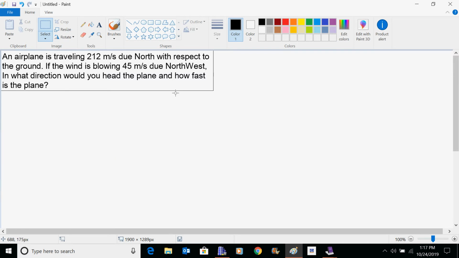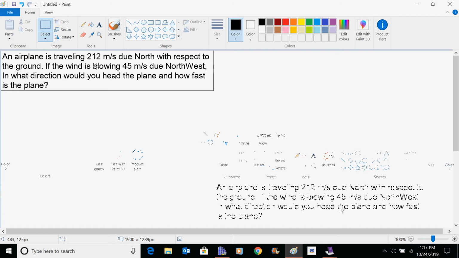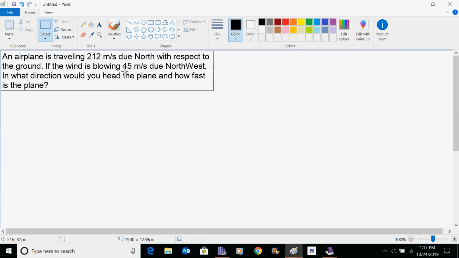And so our question then, that would be an important thing for a pilot to know, would be what direction we're going to head the plane, and then how fast the plane would have to be set to be going in order to achieve this 212 meters per second due north. So on this, we're going to start by making our resultant vector first.